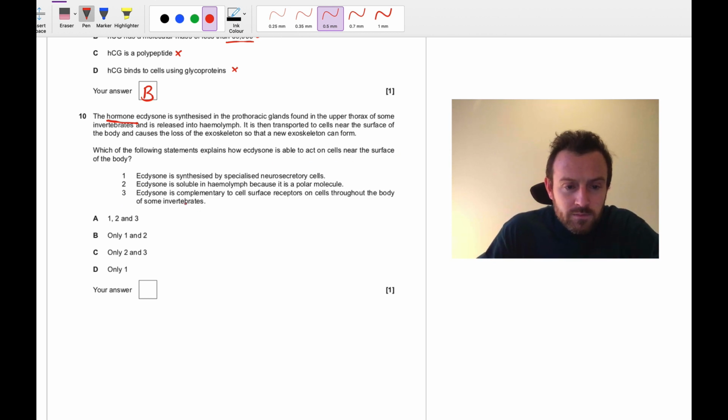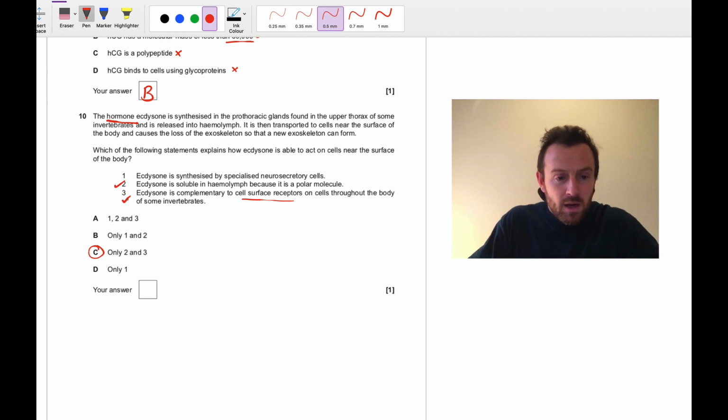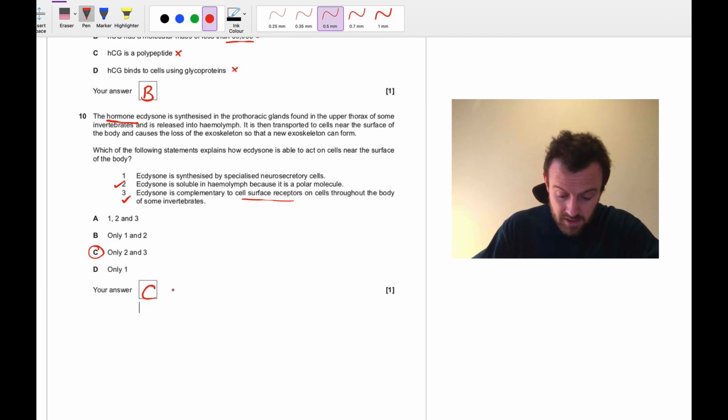Well, 3 is important because it binds to the cell surface receptors. And 2, I think, is also important. I was thinking, could it be only 3? It can't be only 3, but probably 2 and 3. So it's a hormone, which means it travels in the blood, but insects don't have blood, they have hemolymph. So it travels in the blood and binds to receptors. So I think 2 and 3. Yeah, 10. C is the answer.